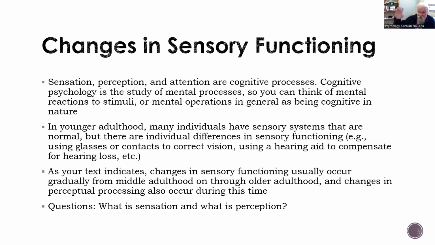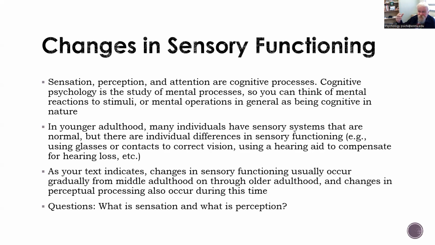So we can have differences in sensory functioning even from childhood through adulthood, okay? And we use various props, like glasses or contacts or hearing aids, right, to be able to compensate and pick up information from the outside world, okay? Now, your book says changes in sensory functioning usually occur gradually, okay, from middle adulthood through older adulthood, and changes in perceptual processing also occur during that period. But that's for people who don't have any kind of environmentally caused or internally caused losses in these areas, okay?